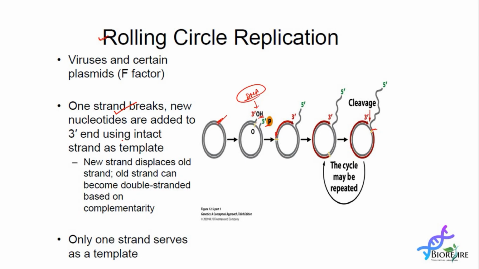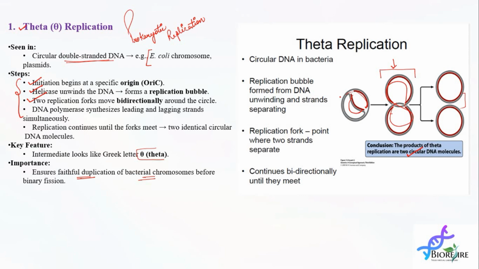The new strand displaces the old one, and the old strand can become double stranded based on complementarity. This is also a type of semi-conservative replication, because one strand is conserved and the second is the new one.